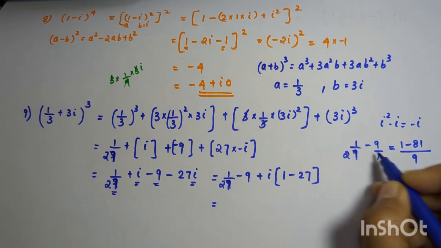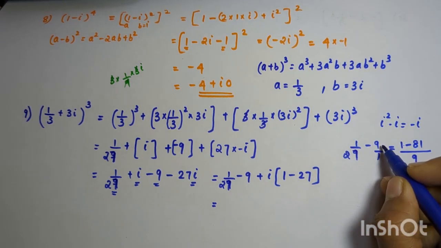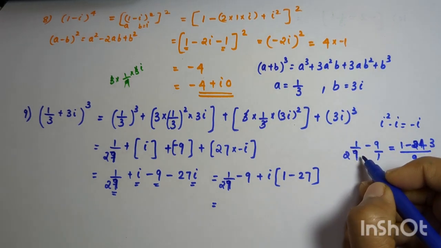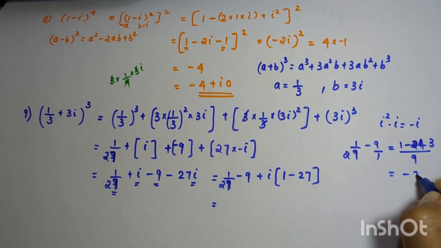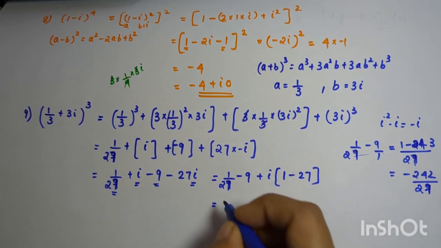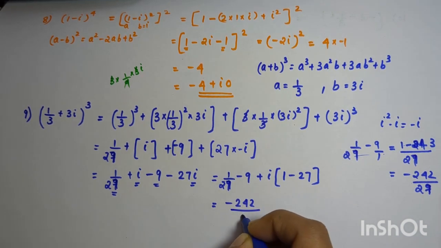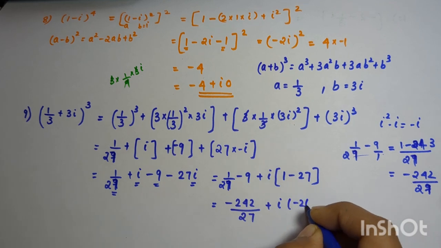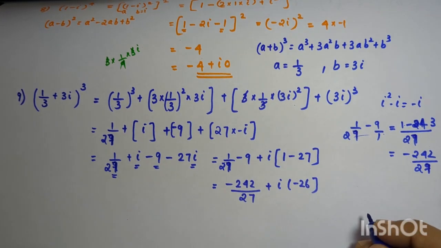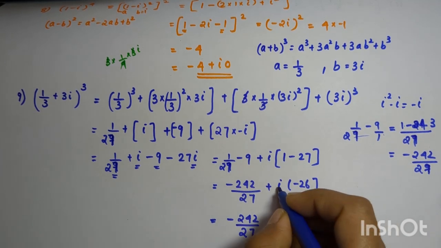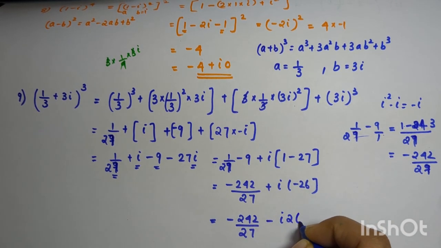Okay, so 9 by 1. 1 into 1, 1 minus 27 into 9. 27 into 9 is actually 243. Okay, then divided by 9. So this is like minus 242 divided by, I'm sorry, 1 into 27 is 27 now. So minus 242 divided by 27 plus i into 1 minus 27 is minus 26. Okay, we can write it as minus 242 divided by 27 plus minus i into 26.